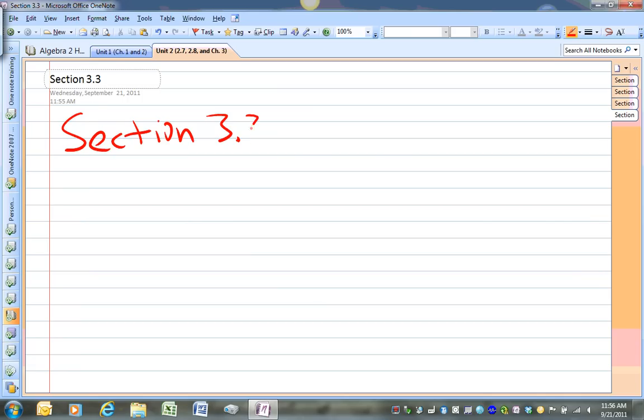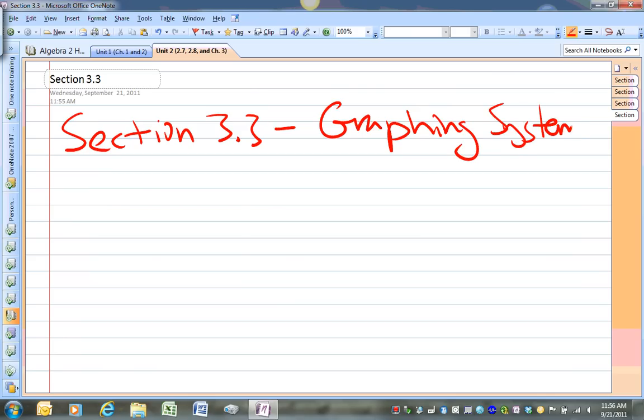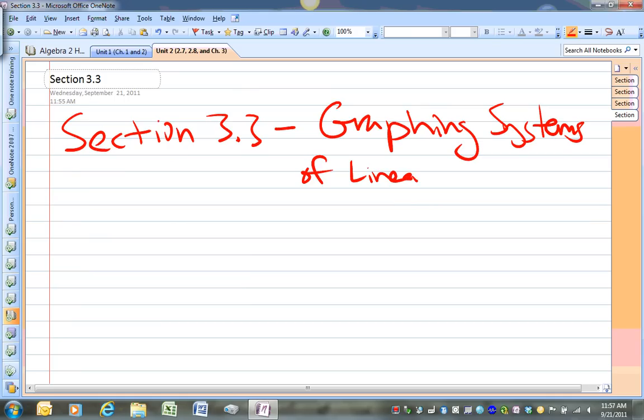This one will be on graphs or graphing systems of linear inequalities.